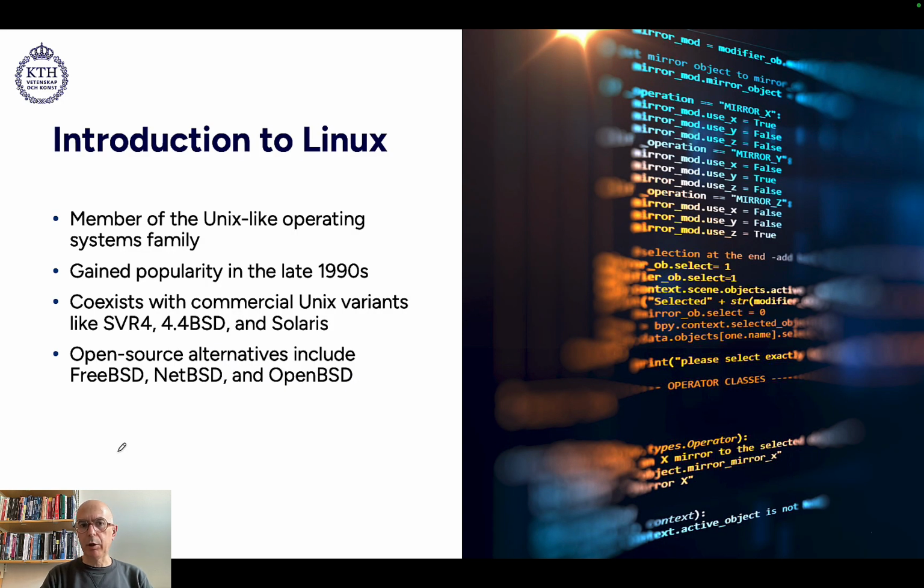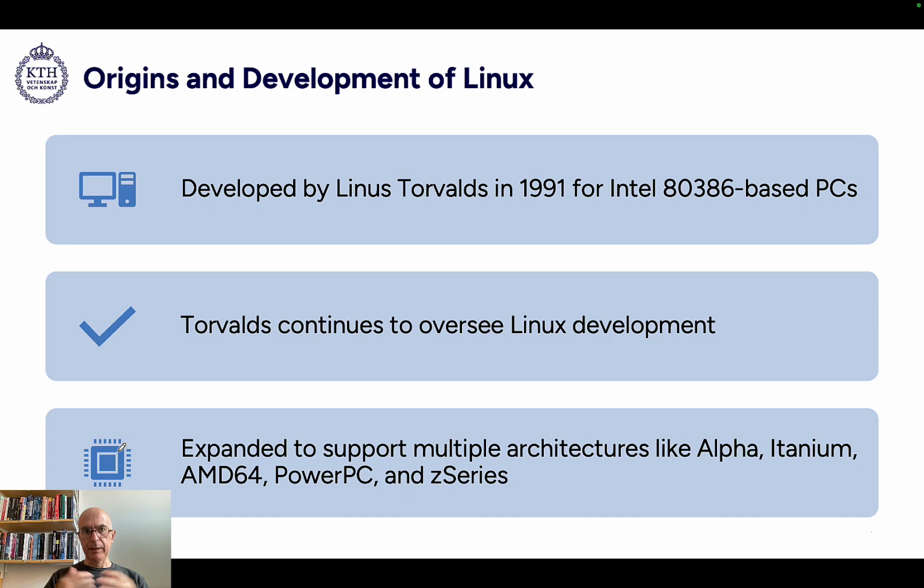So Linux is a member of the Unix-like operating system family. It gained popularity in the late 90s and today is one of the most common and most powerful operating systems. There exist many commercial Unix variants like 4.4 BSD and Solaris, and Linux coexists with these commercial Unix variants. There are open source alternatives, including FreeBSD, NetBSD, and OpenBSD.